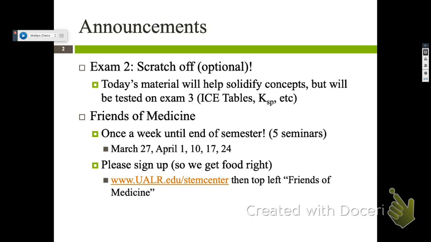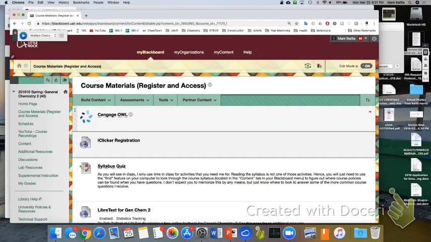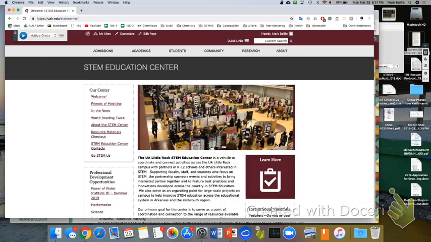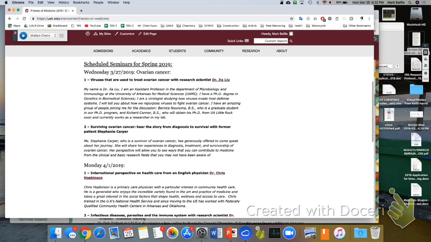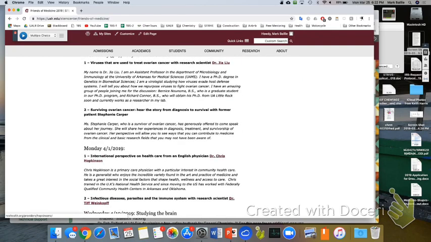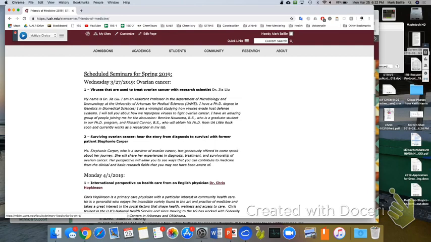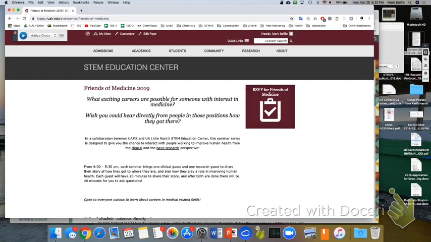I would really love it if you guys could go to the website if you're going to attend, or else there will not be enough food, I promise you. The easiest way to get there is to just Google UALR STEM Education Center, and then there's a Friends of Medicine link on the left. If you click on that, there's a place to RSVP, and I'll try to keep this updated with who's coming. There are links to the individuals, so you can go to their websites if you're interested in seeing who's coming.